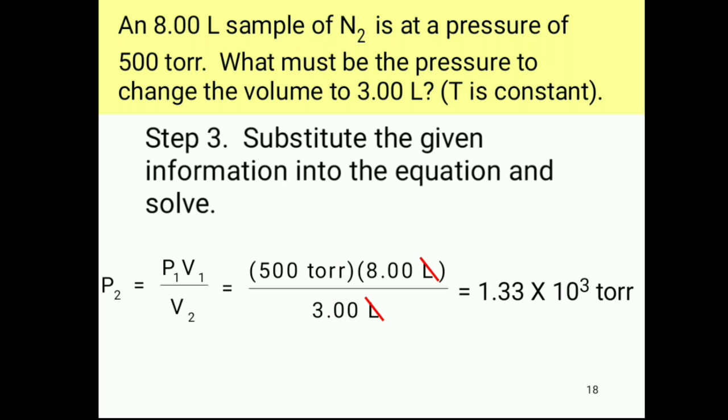Doing the operation 500 times 8 divided by 3, you will have 1.33 times 10 raised to 3 torr. Let's analyze. Again, the initial volume is 8 liters. The final volume is 3 liters. So notice a decrease. If the relationship between pressure and volume is inverse proportion, the initial pressure of 500 torr must be increased. Okay?